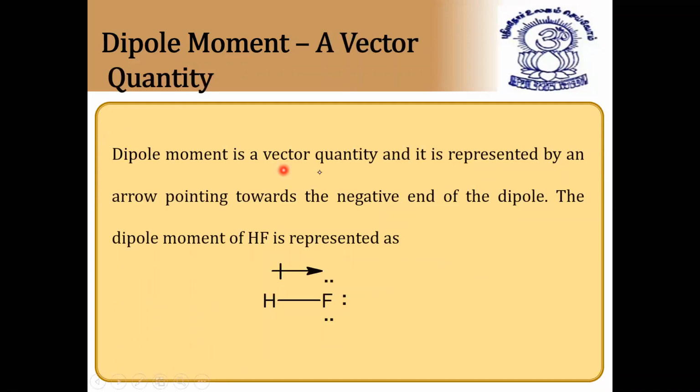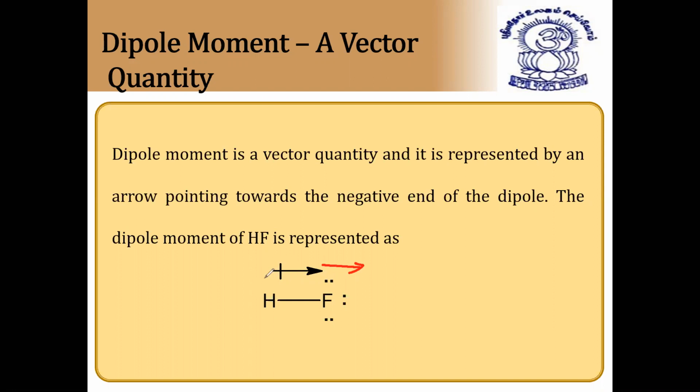Dipole moment is a vector quantity because it has direction, and it is represented by an arrow pointing towards the negative end of the dipole. The dipole moment of HF is represented as H single bond F with an arrow. The arrow mark points in the direction of the electrons. So this is the symbol of dipole moment. It means that electrons are transferring from hydrogen to fluorine.